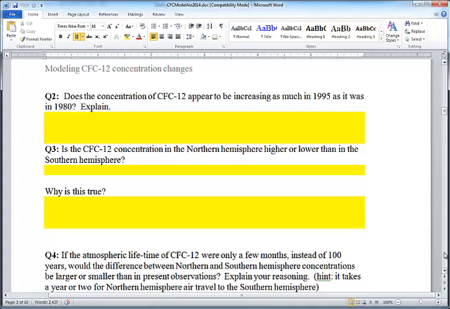Questions 2 and 3, I think you can get from the graph. Actually, question 3, let me give you a hint on that. It asks, is the CFC concentration in the northern hemisphere higher or lower than in the southern hemisphere? Well, I think it's pretty clear that it's higher. And why is this true? Well, think about where the CFC factories are and where most people are using CFCs in refrigerators or spray foam insulations and things like that. That's a good hint for that.